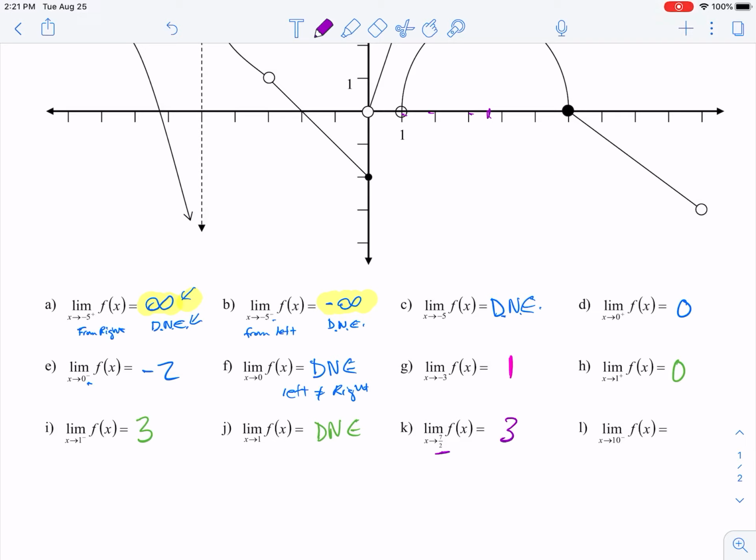Approaching 10 from the left. It's an open circle. That doesn't matter. We're talking about the limit. What does the y value approach? It approaches -3. All right?